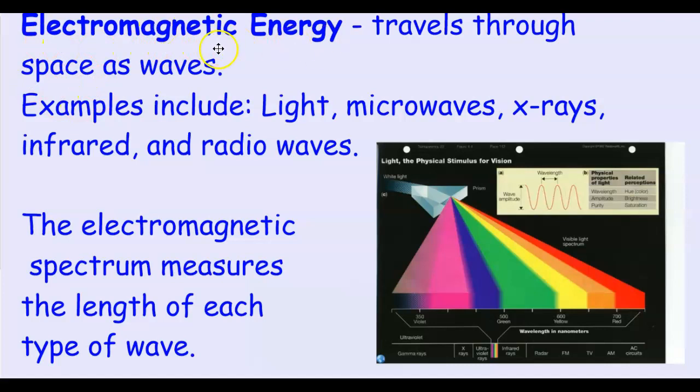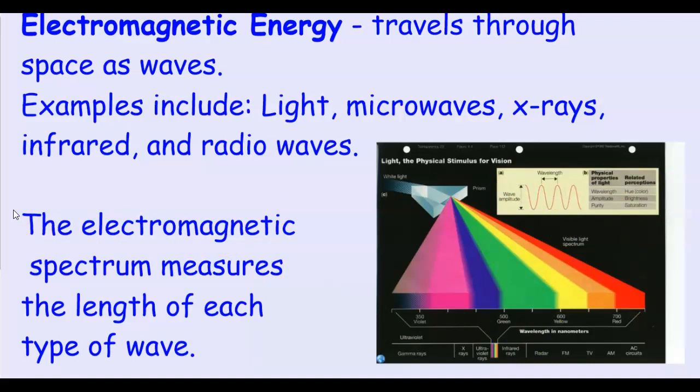Electromagnetic energy, not to be confused with electricity or magnetism, although it's related. We're talking about a type of energy that you would probably just call light. Energy that travels through space as waves. This could include light, microwaves, X-rays, infrared, radio waves, gamma waves. You've probably heard some of these terms, commonly referred to as the electromagnetic spectrum.